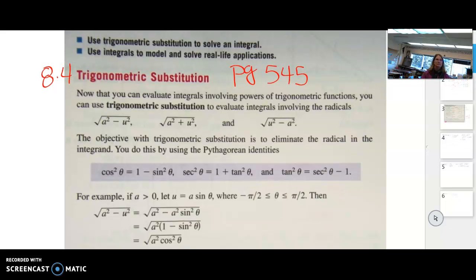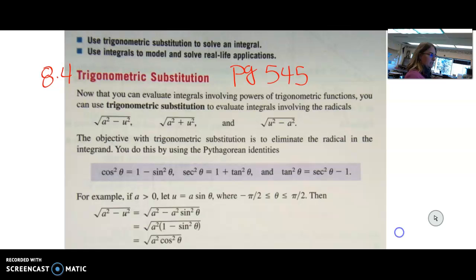Hey guys, in this video what we're going to look at is something called trigonometric substitution. In your textbook it corresponds with section 8.4. So this information that I have on this slide is on page 554, so if you could open your book to that page that would be great. And so let's see here.